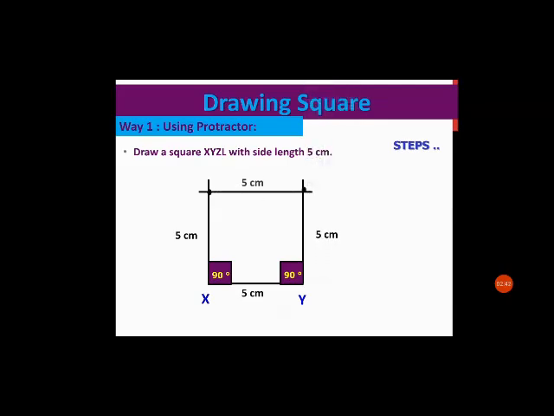If your drawing is accurate, and you measure that last line, it should be exactly 5 centimeter. And don't forget to write the letters X, Y, Z, L in order.